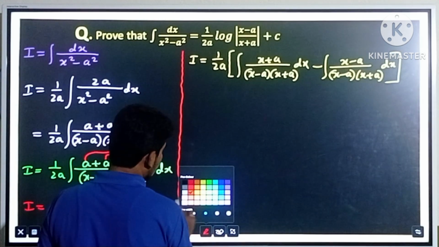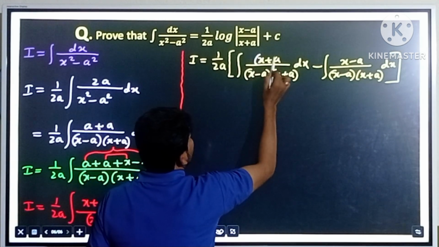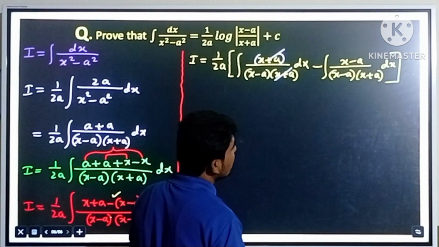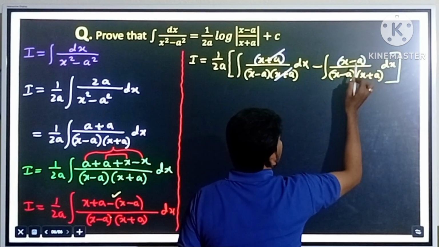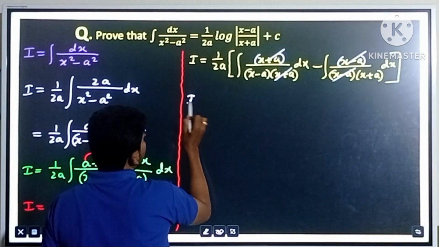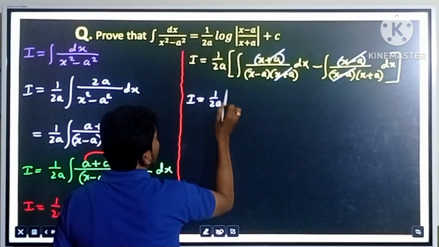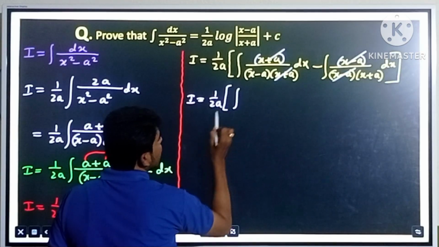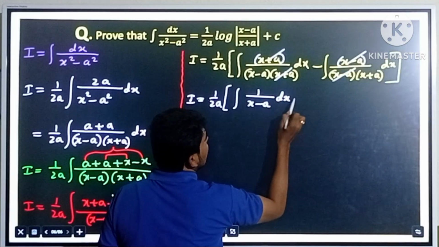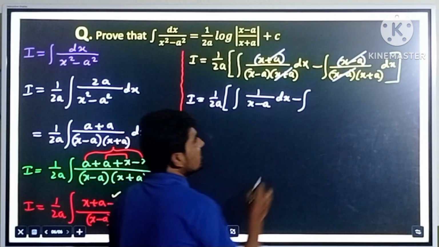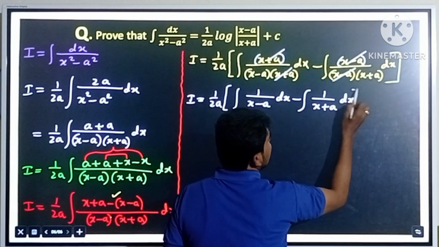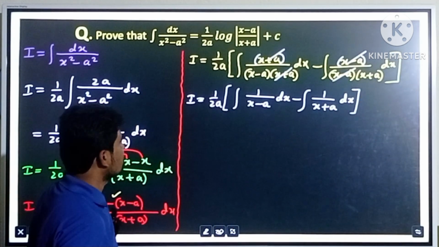Now see here, I can cancel the factor x plus a from numerator and denominator, and same thing, cancelling x minus a from numerator and denominator. So finally we got I is equals to 1 by 2a into integration of 1 divided by x minus a with respect to x minus integration of 1 divided by x plus a with respect to x. I hope all of you understanding.